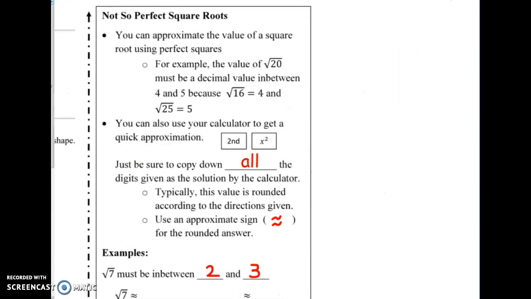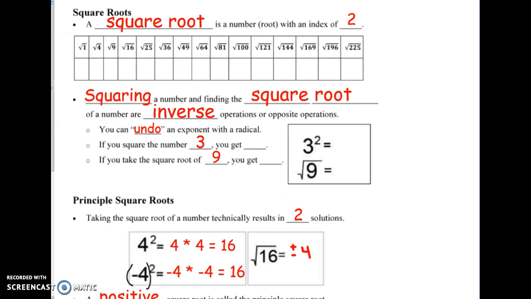All right, flipping over to the back of your note sheet, I believe you have this. So the first thing you need to do is fill in at the top. A square root is a number that has an index of 2. So here's those symbols again. Square root of 1 we know is 1 because 1 times 1 is 1. Square root of 4 we know is 2 because 2 times 2 gave us 4. Square root of 9 is 3 because 3 times 3 is 9.